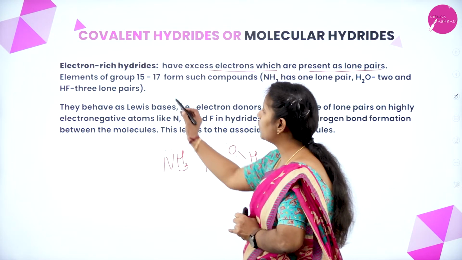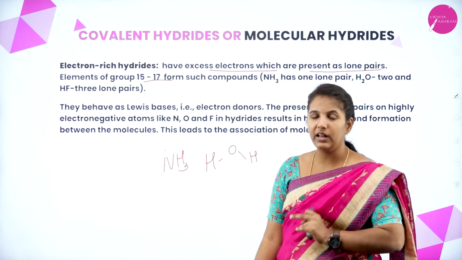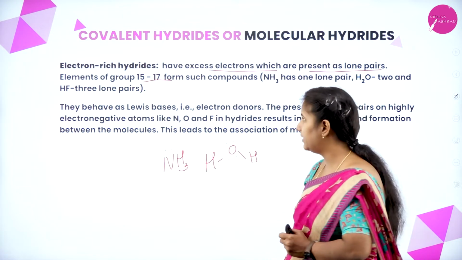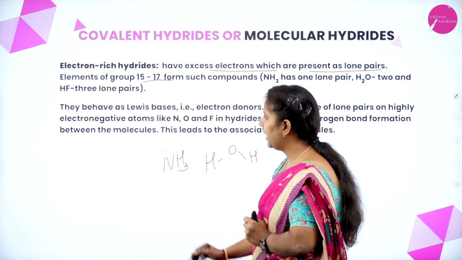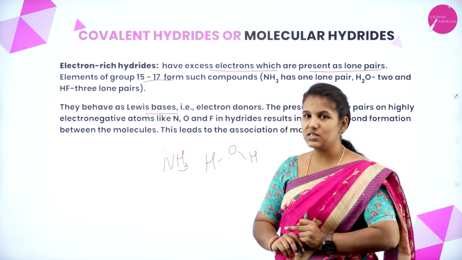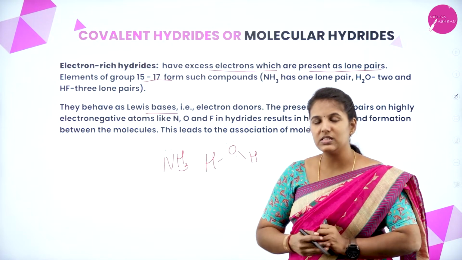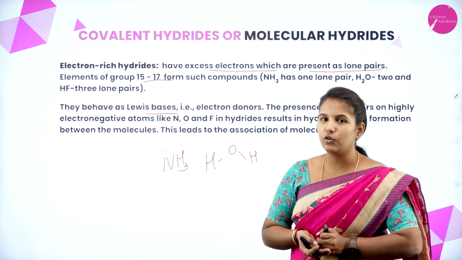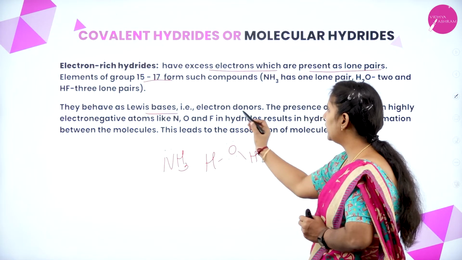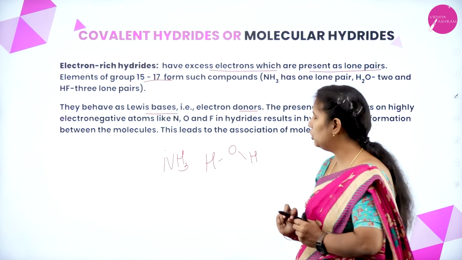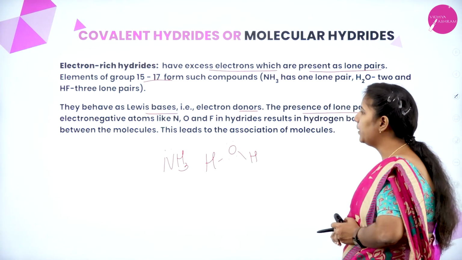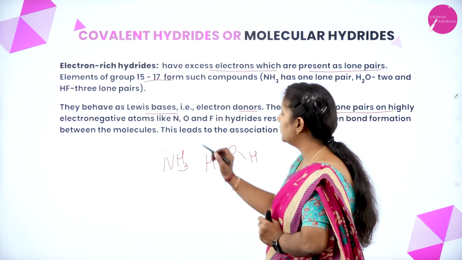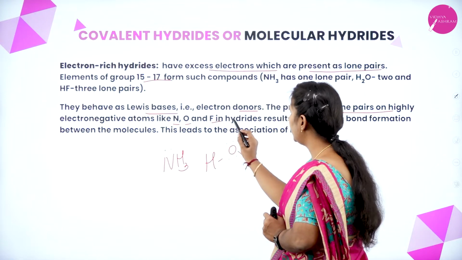The elements of groups 15 to 17 of the periodic table form electron-rich hydrates, and they behave like Lewis bases. Why do they behave like Lewis bases? Because they can easily donate electrons to other elements. Hence they are known as Lewis bases, or also electron donors.